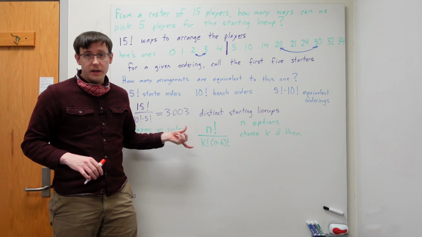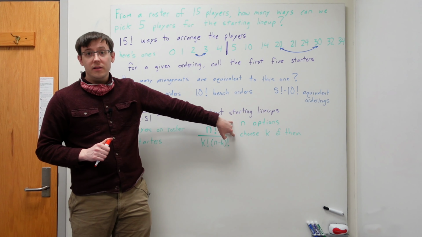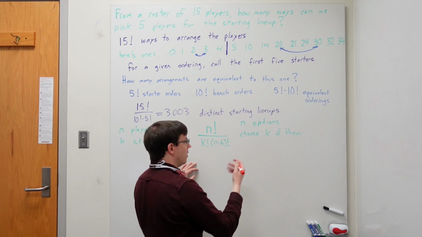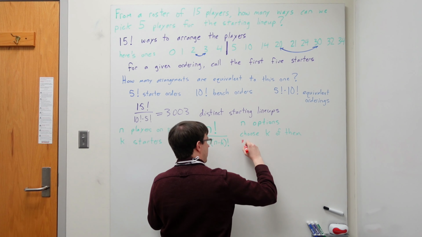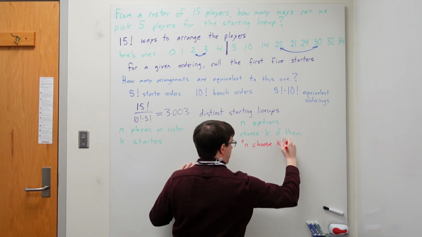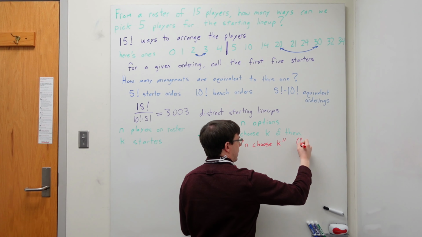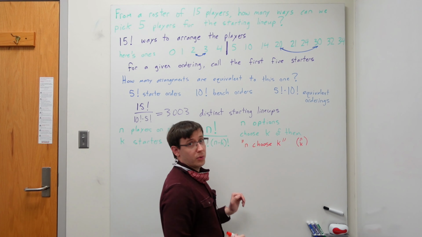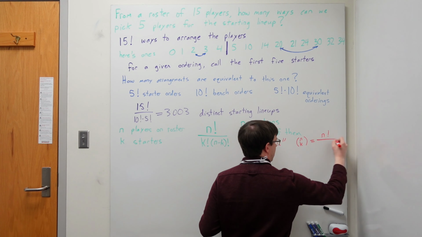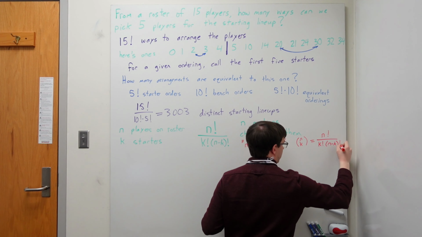And this formula is a useful enough one that it has its own name based on the idea of choosing k out of n options. We call this n choose k, and we denote it by n over k in parentheses. And this is always equal to n factorial over k factorial times n minus k factorial.